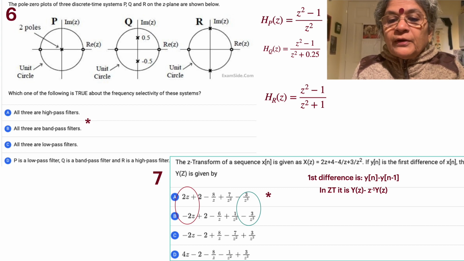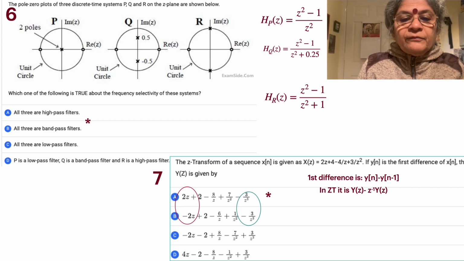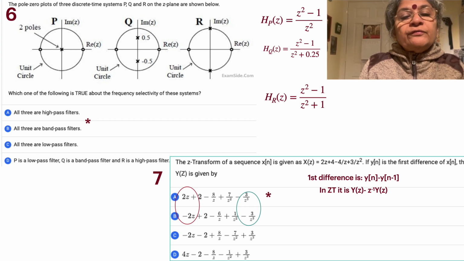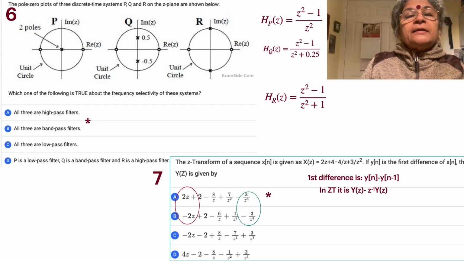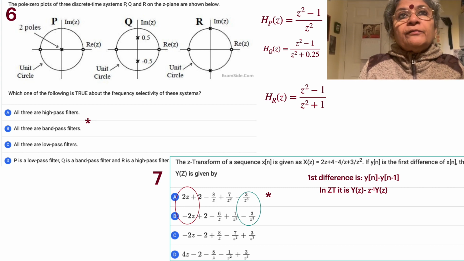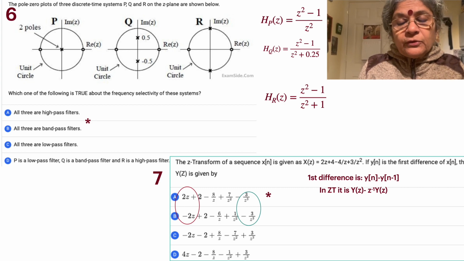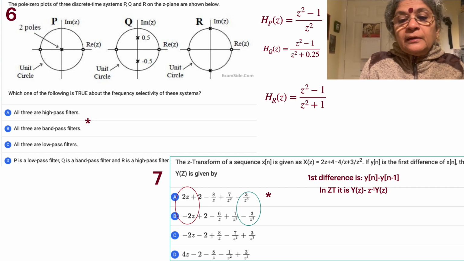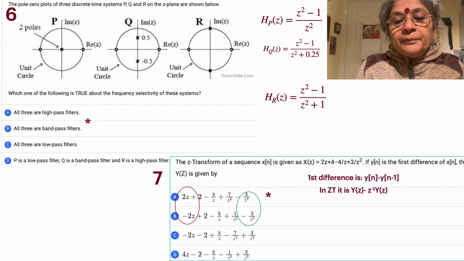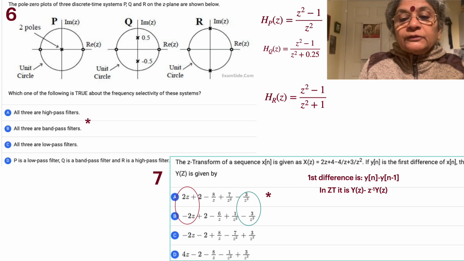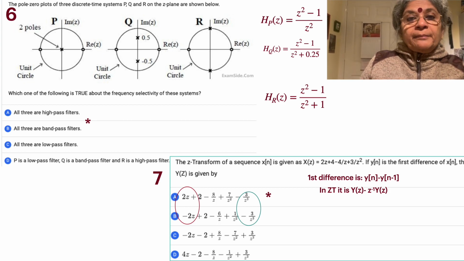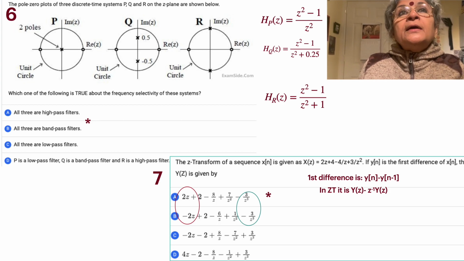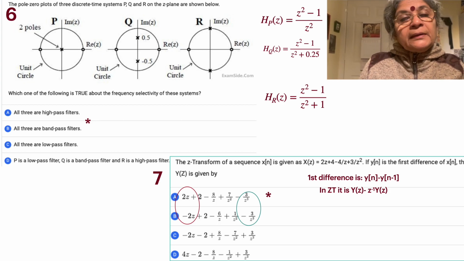If y[n] is the first difference of x[n], then Y(z) is given by. What do you mean by first difference? First difference is given by y[n] minus y[n minus 1], that is, the delayed signal subtracted from the sequence as it is. In the Z transform domain, it is going to be Y(z) minus z inverse Y(z). You have to multiply by z inverse to get the corresponding Z transform of y[n minus 1], and then subtract.